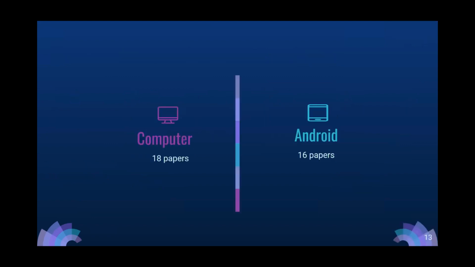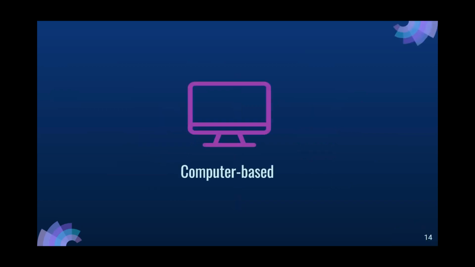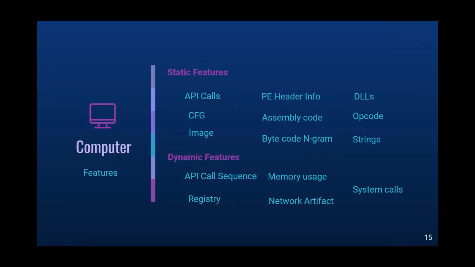Then in my literature review, I read 18 papers on computer and 16 papers on Android, and I discussed every paper in my paper. Let's discuss just two of each, because of time. Then, these are the features that could be extracted.